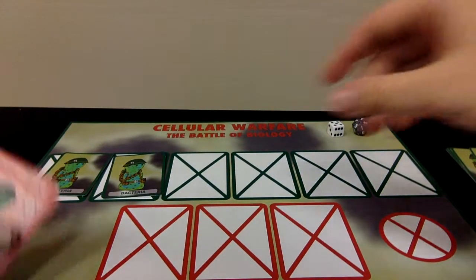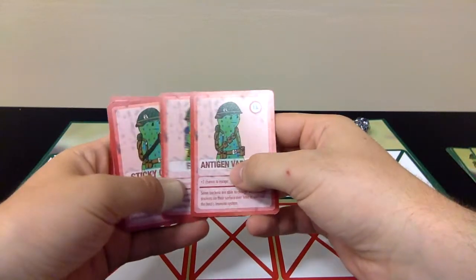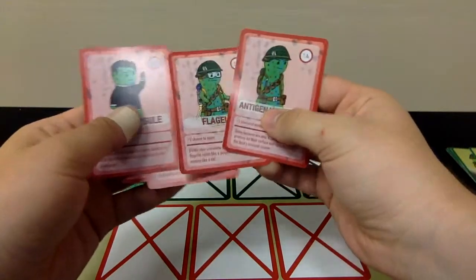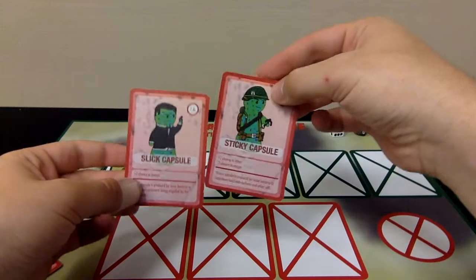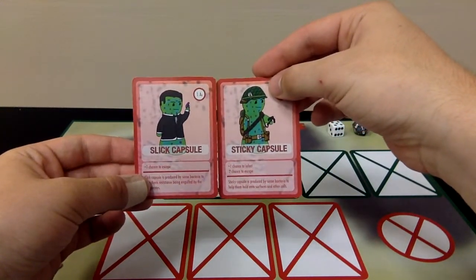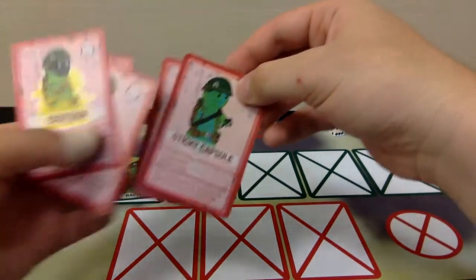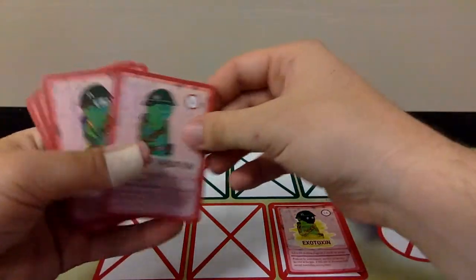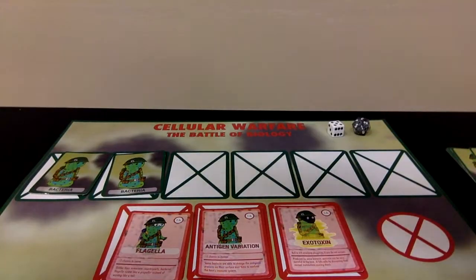So for the beginning of this game, you start with your 2 starting bacteria, and you get to pick any of these 3 variations, the one exception being you cannot take slick capsule and sticky capsule together. Capsule is the outer layer of a bacteria, and you can't have both at the same time. So for mine, I'm going to take exotoxin, antigen variation, and flagella.